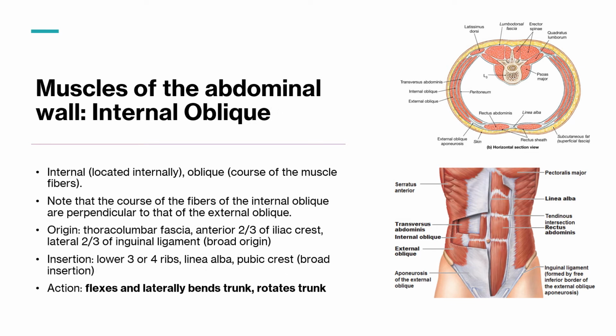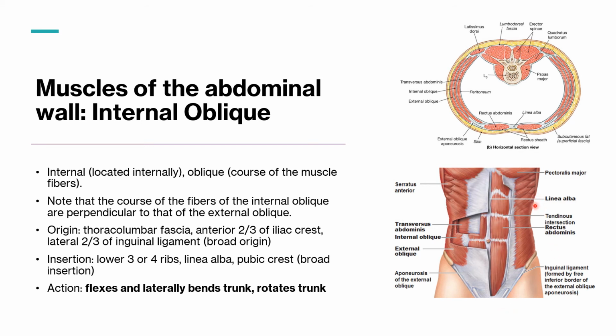Muscles of the abdominal wall. Internal oblique. So your internal oblique is located internal to the external oblique. So it's here. An oblique again refers to the course of the muscle fibers. And again, note that the course of the muscle fibers of the internal oblique run perpendicular to that of the external oblique. And just like the external oblique, it has a pretty broad origin, which consists of the thoracolumbar fascia, anterior 2/3 of the iliac crest, and inguinal ligament.